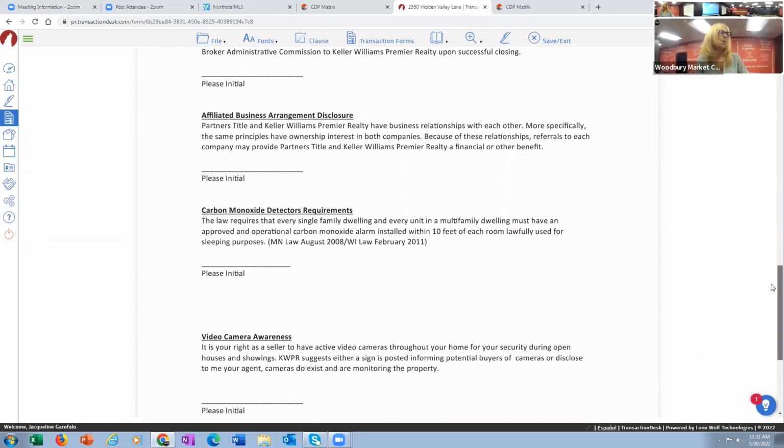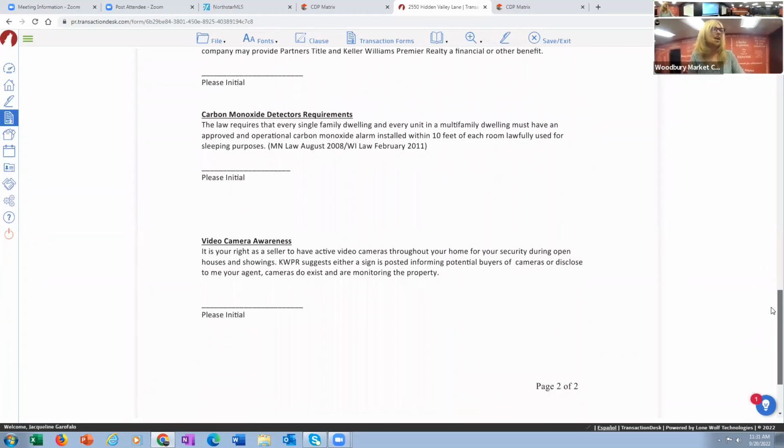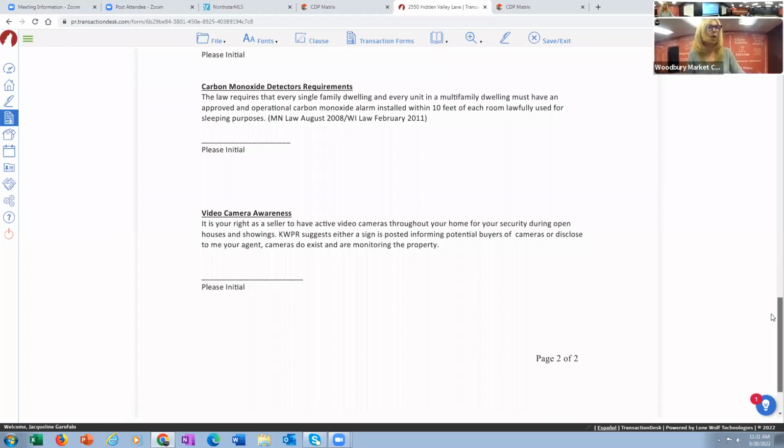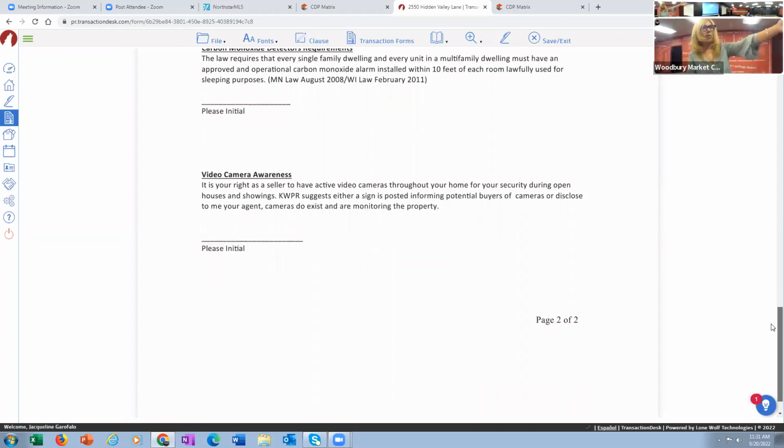We talk about carbon monoxide requirements and video camera awareness, right? There are going to be video cameras, either me or buyers, right? And on the other side, the seller has the right to have active video cameras. You can keep yours going. I recommend that they don't listen in on their rings during a showing, right?